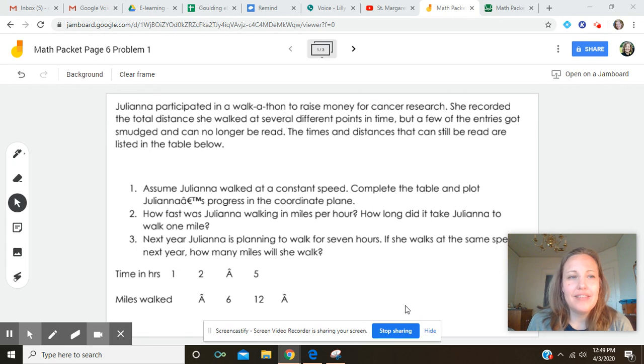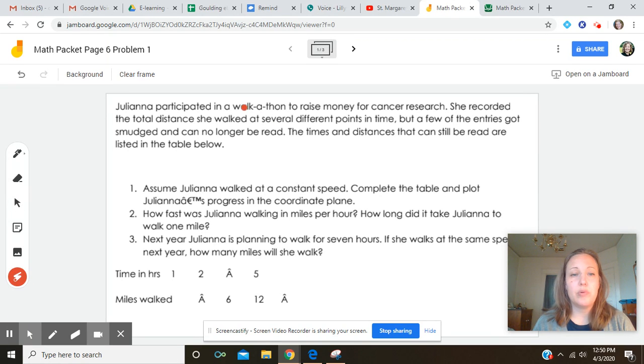This is the math packet that you took home with you for remote learning, and we're on page 6 today, problem number 1. So for this problem, this gal named Juliana was in a walkathon to raise money for cancer research. And so she recorded her total distance that she walked.